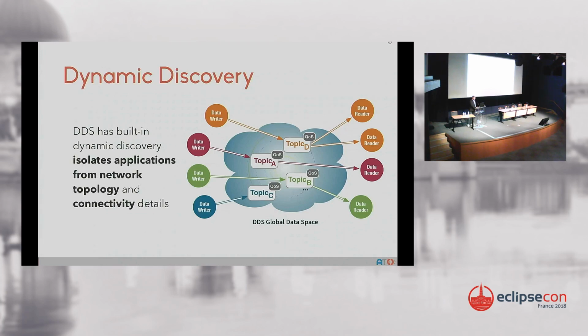So how does it work? Dynamic discovery is one of the aspects. Dynamic discovery is what allows isolating applications from the underlying network topology. This dynamic discovery is what allows an application to just publish or subscribe to data without having to know where to push this data, which protocol to use, which transport, etc.